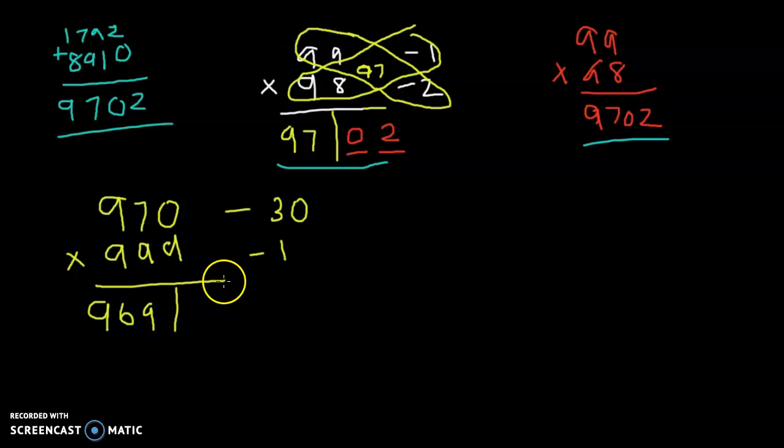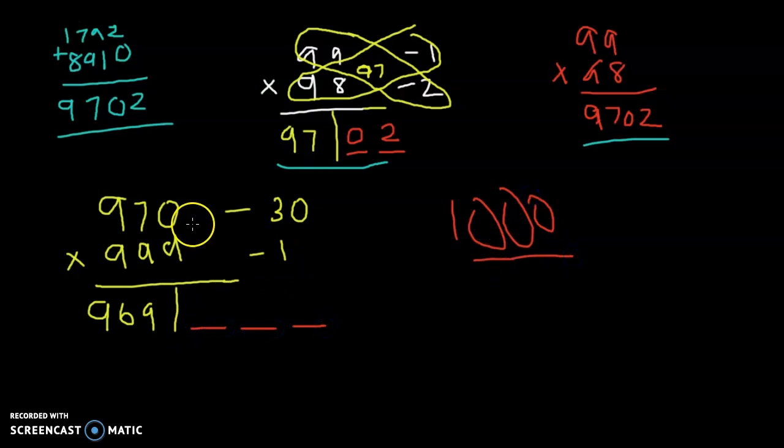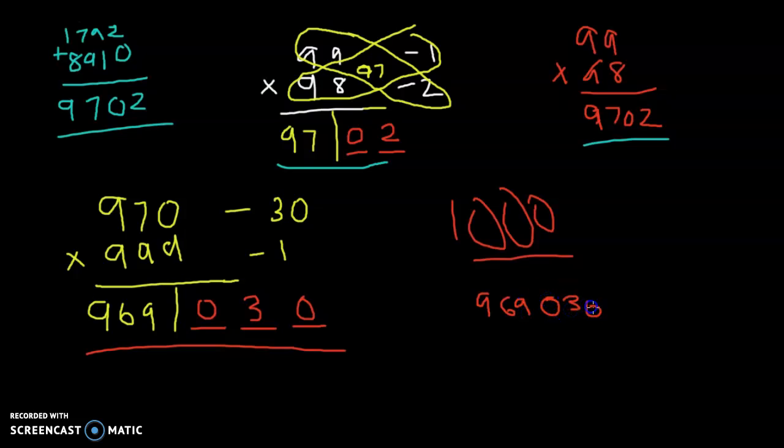Now, how many digits do we have? The base is 1,000, so it's 3 digits. We know there are going to be 3 digits here, but we have to figure them out. Negative 30 times negative 1 is 30. You have to multiply, you don't add. So it's 30, and then there's another 0 as a leftover. Our answer is 969030.